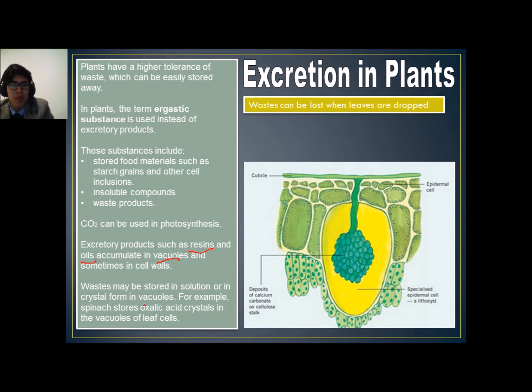For example, spinach stores oxalic acid crystals in the vacuole of the leaves. Waste can also easily be lost when leaves are dropped. So if a tree is having too much waste, it'll put all the waste into that one leaf and then drop the leaf, and then you've got rid of that ergastic substance.